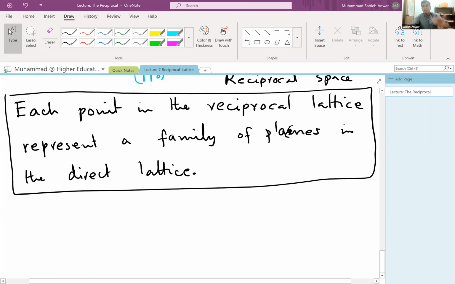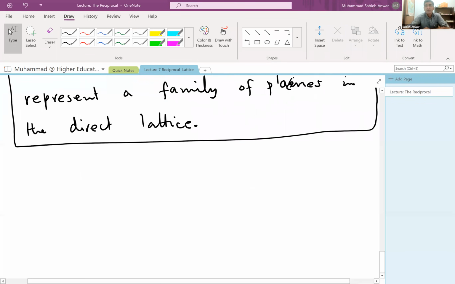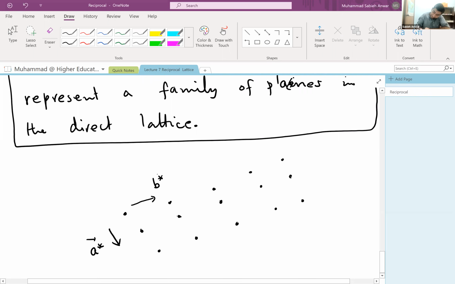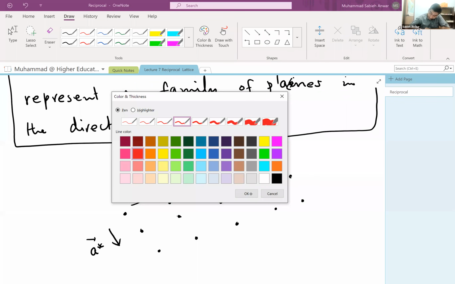Now, if I were to do this in 3 dimensions, and I'm still talking about the cubic unit cell, if I draw the reciprocal lattice in 3 dimensions, so I'm drawing a perspective view. So this is my reciprocal basis vector A star. This is my reciprocal basis vector B star. And then I have a reciprocal basis vector C star.